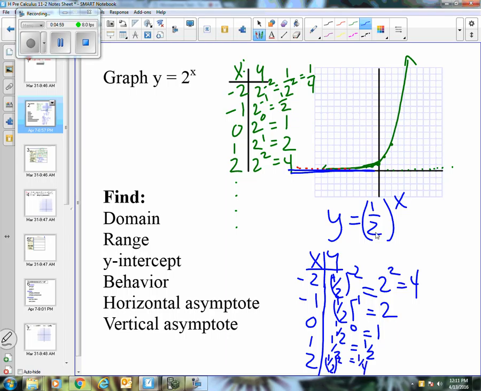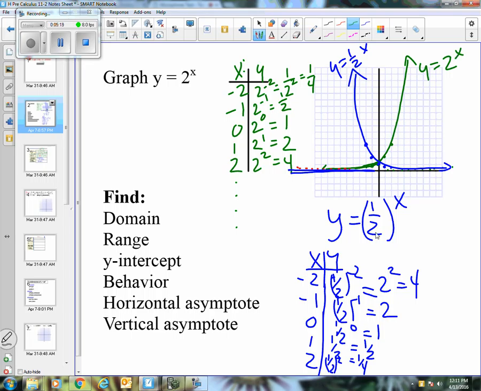So let's go ahead and graph that on the same axes here. So we've got (-2, 4), (-1, 2), (0, 1), (1, 1/2), and (2, 1/4). So we get a graph that looks something like this. So this would be y equals (1/2)^x, and then that green one, the original, would be y equals 2^x.